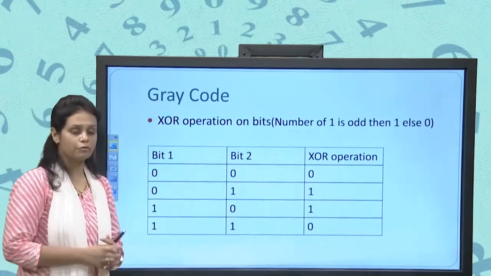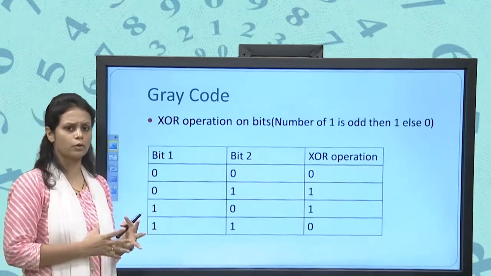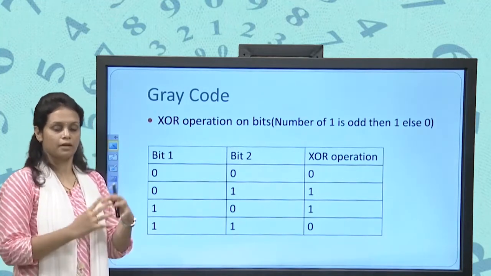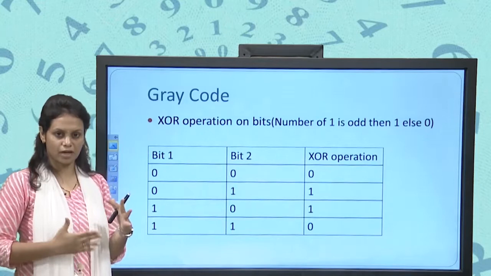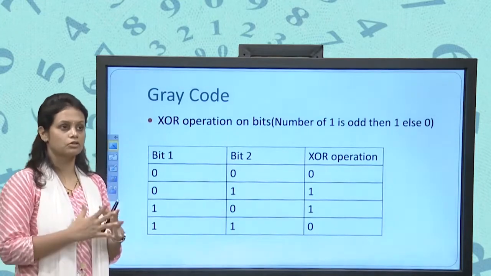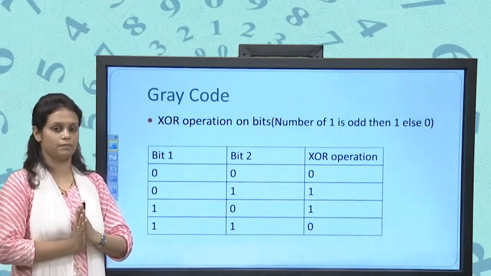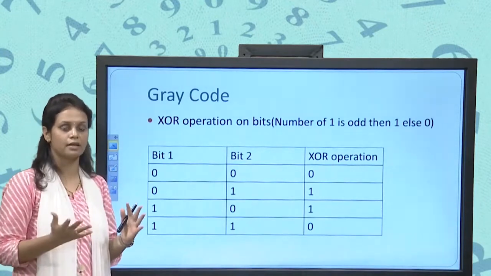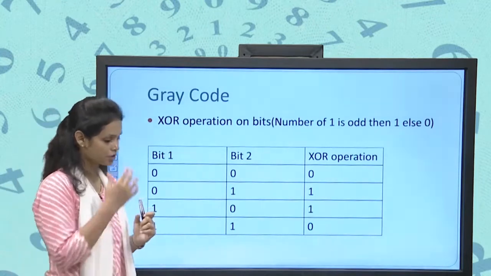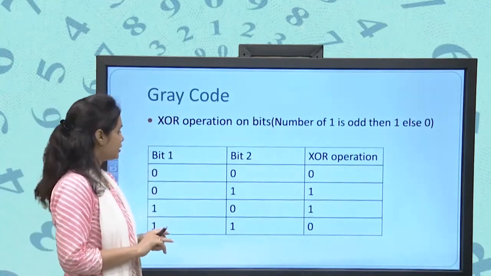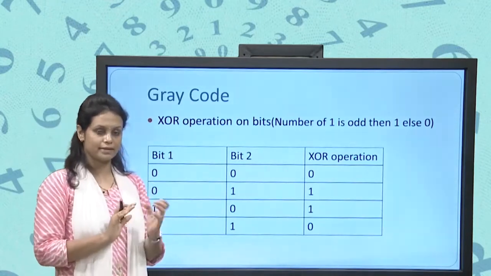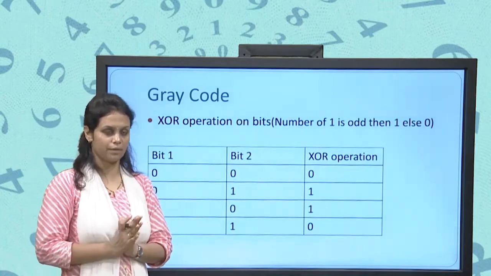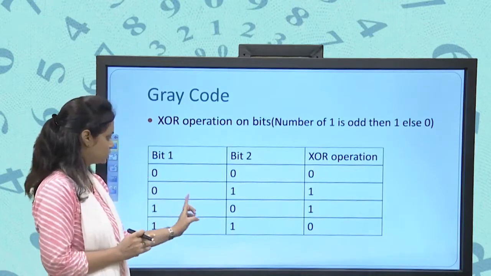Now see, before we start the Gray code, because Gray code frequently uses one operation, that is the XOR operation, we will first see the XOR operation. Let me first introduce what the XOR operation is. Basically, for 2 bits, we first make the sequence of the different combinations of the bits. So we have 0 0, 0 1, 1 0 and 1 1.